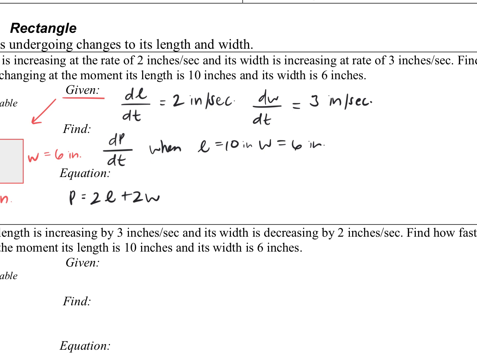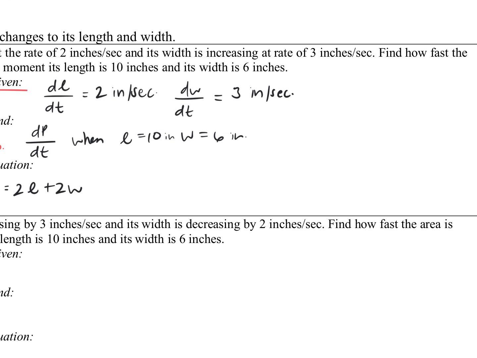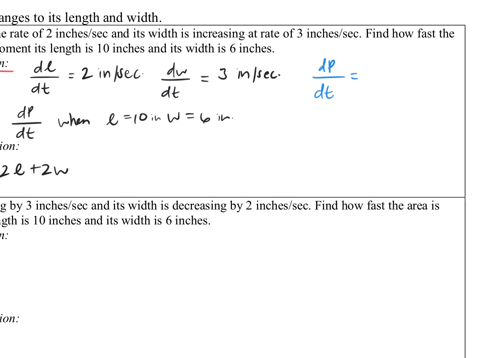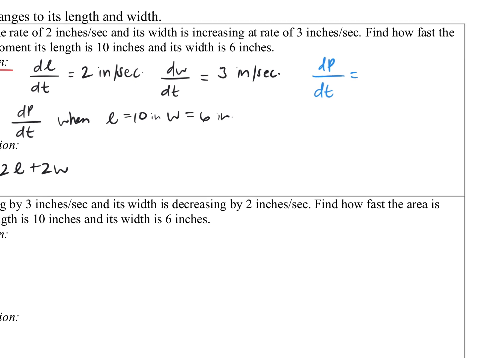So the derivative with respect to time of P equals 2L plus 2W would be dP/dt is equal to, and this is where implicit differentiation comes into play, 2 times the derivative of L with respect to time. How do I write that? Just dL/dt. Then plus 2 times the derivative of W, so that would be dW/dt.